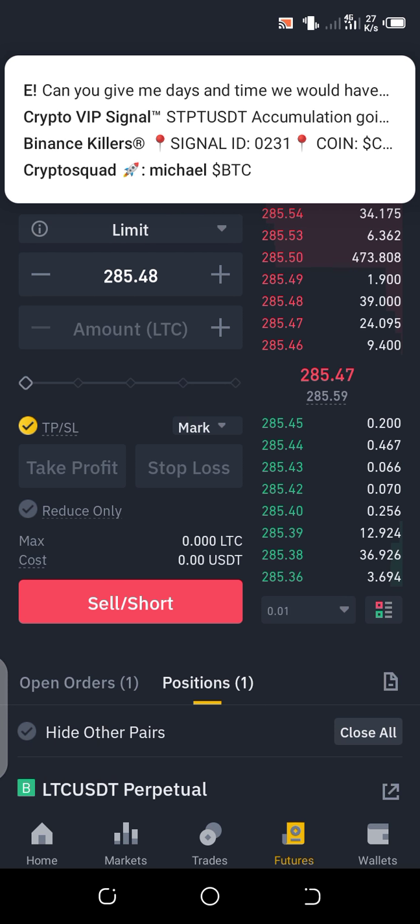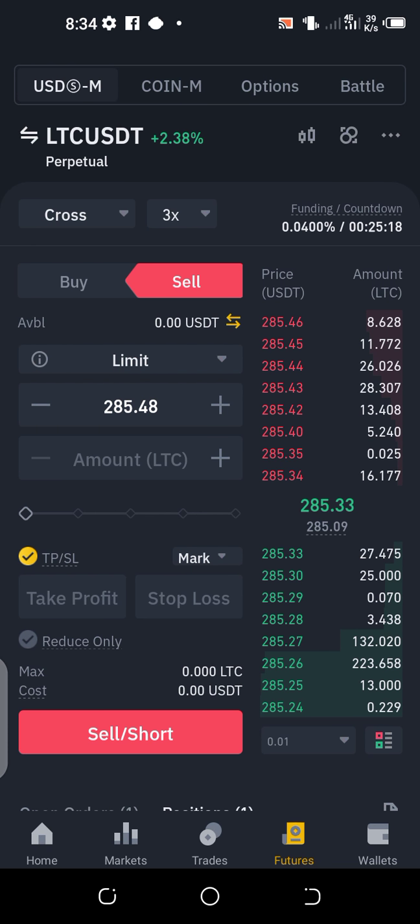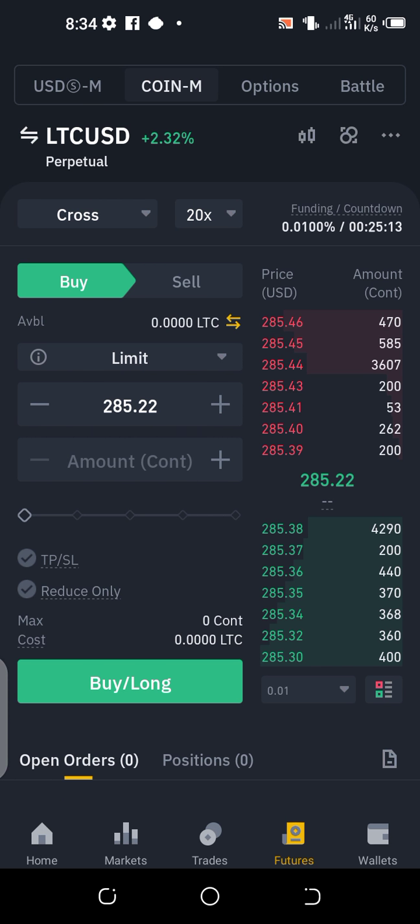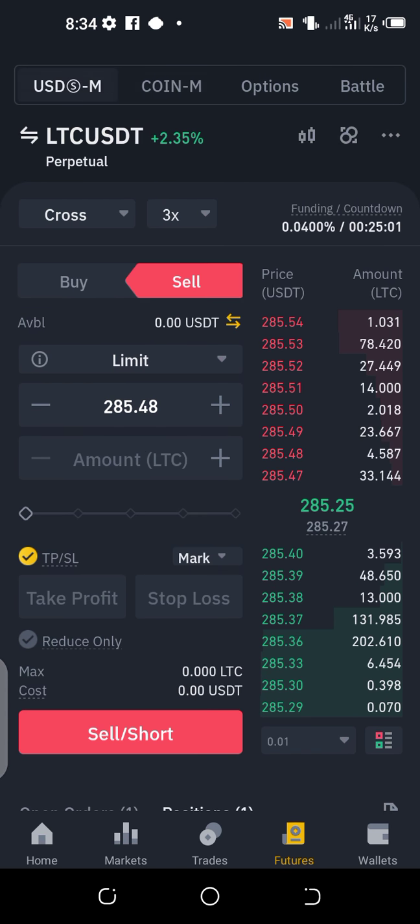So as the market goes down, you will be making profits. From here, we have the USDM margin and we have the coin M margin. These are the two major types of futures trading. Here you trade, your profits are calculated in that coin that you are using to trade. But here your profits are calculated in dollars, USDT. So I'll be explaining basically LTC USDT because that's the best futures trading.